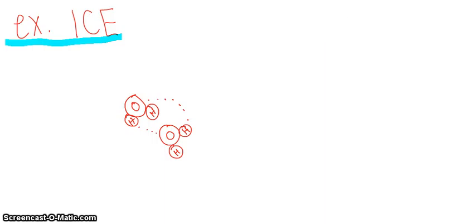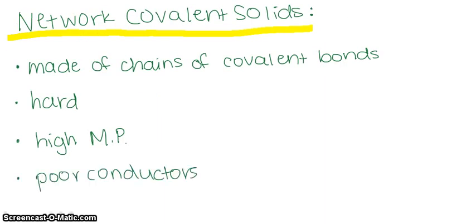So next we have network covalent solids. This type of solid is made up of atoms connected in a network or chain of covalent bonds. Some properties include being very hard and having a high melting point due to the strong covalent bonds, and they're also generally poor thermal and electrical conductors, however there are some exceptions.